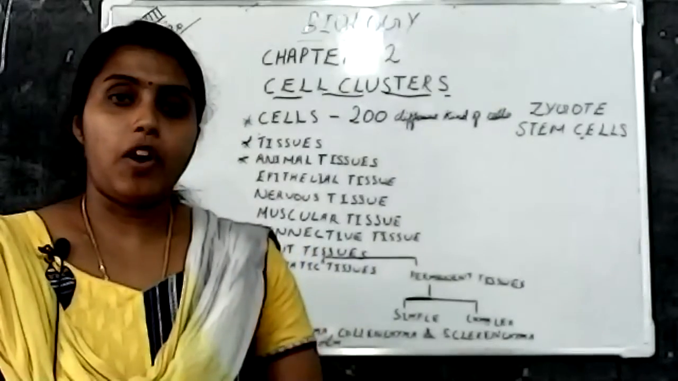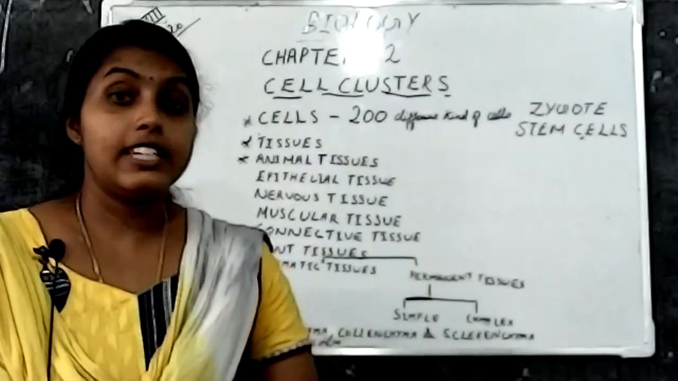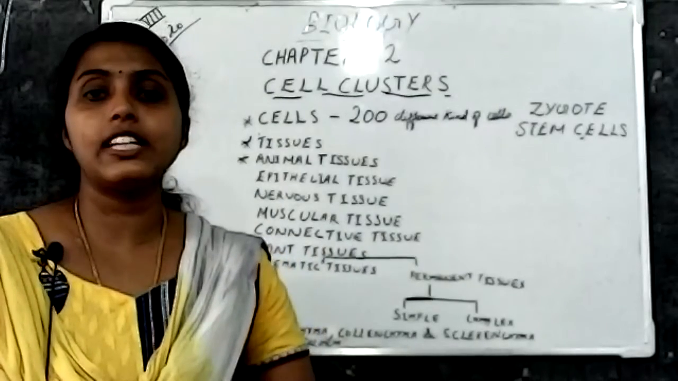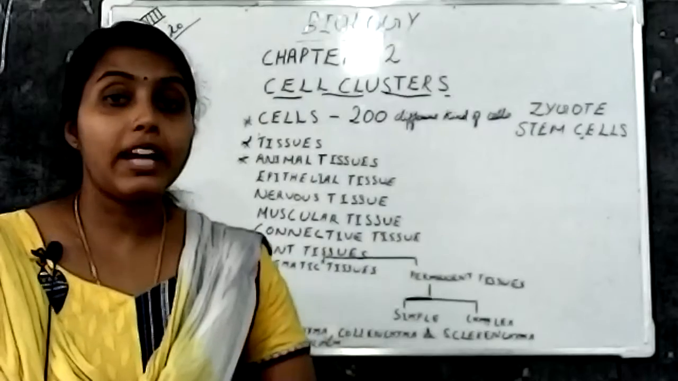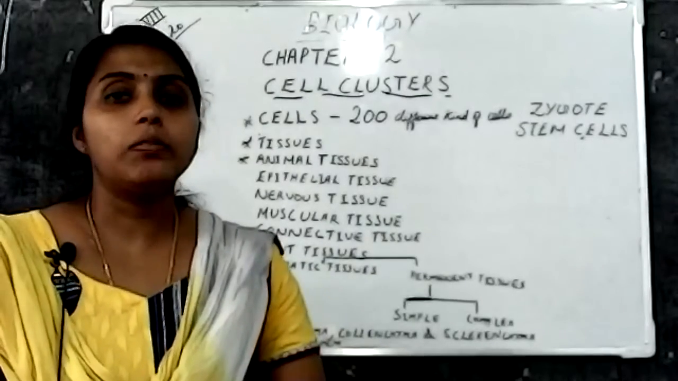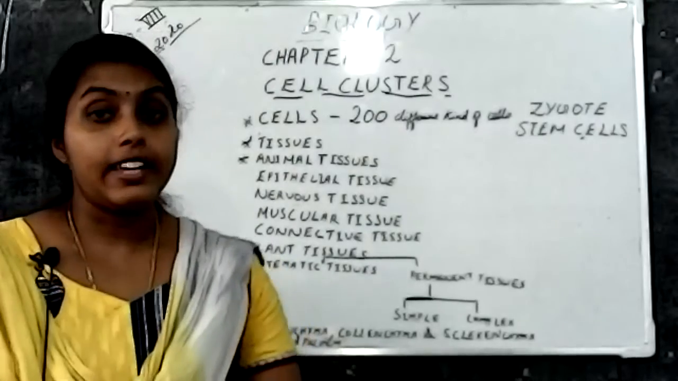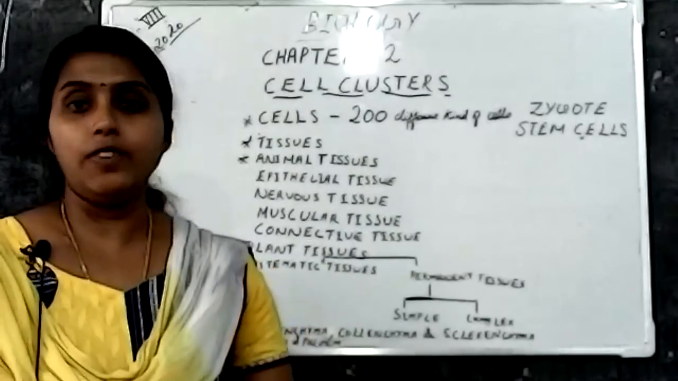Parenchyma is made up of soft, thin-walled cells, and they are seen in the soft parts of the plant. Parenchyma helps in photosynthesis and storage of food.